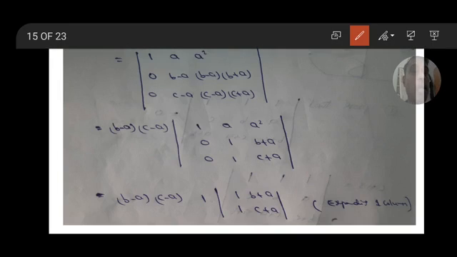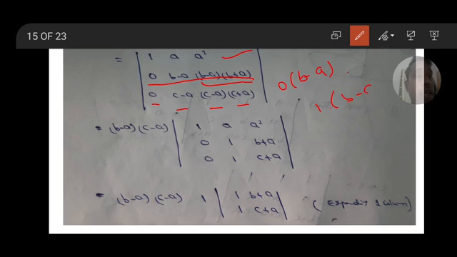I am writing here 1, a square as it is, 0, b minus a, this b square minus a square is b minus a into b plus a, 0, c minus a, c square minus a square is c minus a into c plus a. Next, if you take first row, second row elements, it can be written as 0 into b minus a, next only b minus a, so 1 into b minus a. Next b minus a into b plus a, means b plus a into b minus a.